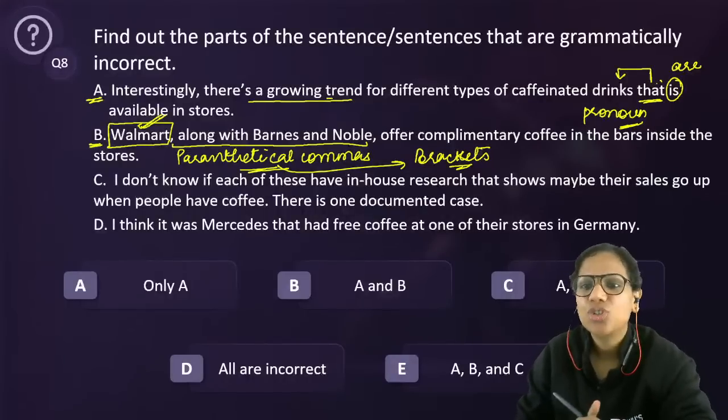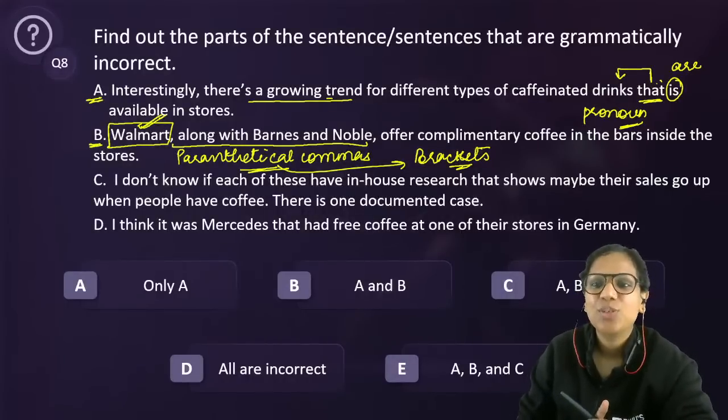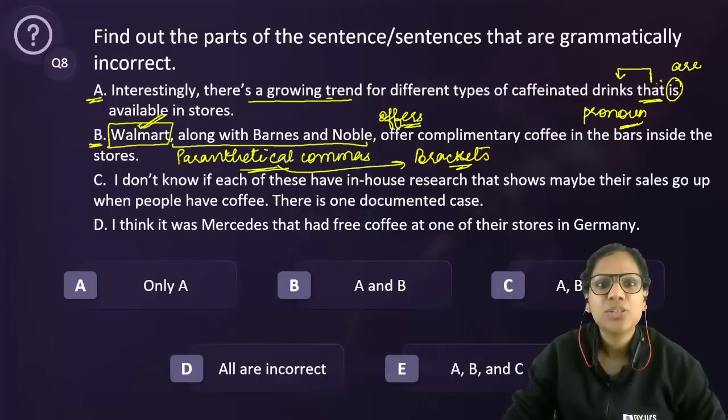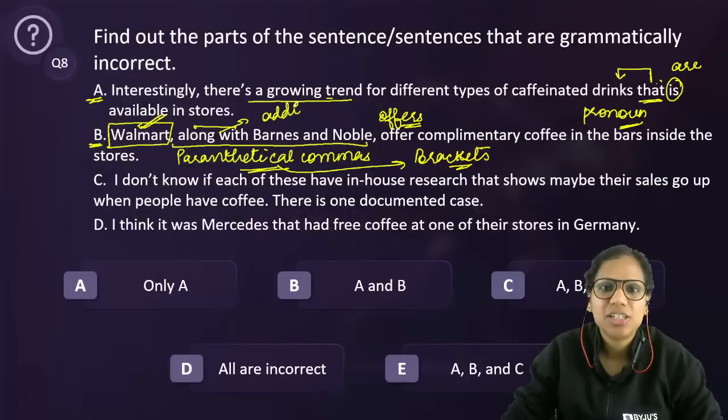In that case, what should the verb be? The verb should be offers. Again, good Sneha. It should be offers. So Walmart along with Barnes and Noble offers. Hope this is clear. Anything that we place deliberately between these two commas is additional information. Along with anyway is called an additive phrase. It's used to introduce additional information. So this is a subject verb concept, subject verb agreement. This is a pronoun concept here.